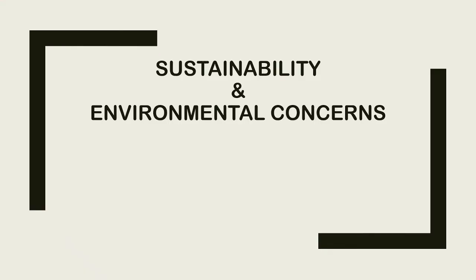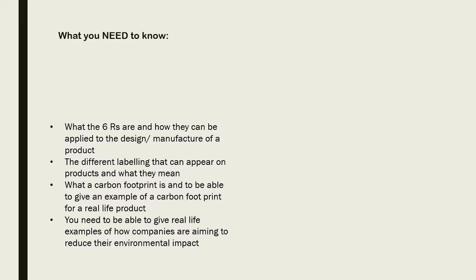Hey everyone, in today's video we're going to have a look at sustainability and environmental concerns in relation to the exam. So what you need to know first of all is what the 6 R's are, how they can be applied to design and manufacture of an actual physical product, the different labelling that can appear on products and what they mean, what a carbon footprint is, and be able to give examples of the carbon footprint of a real life product, and then you also need to be able to give real life examples of how companies are aiming to reduce their environmental impact. So some of it will be over what you've done before at GCSE, I imagine.